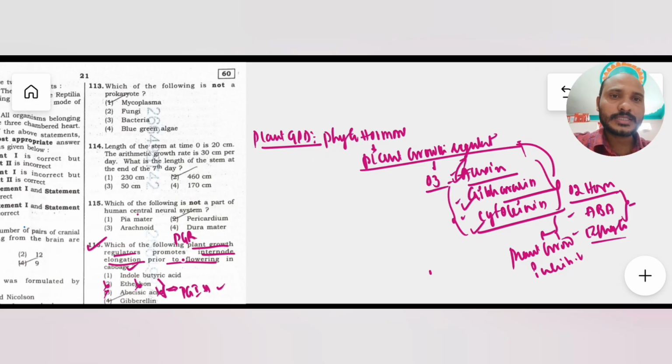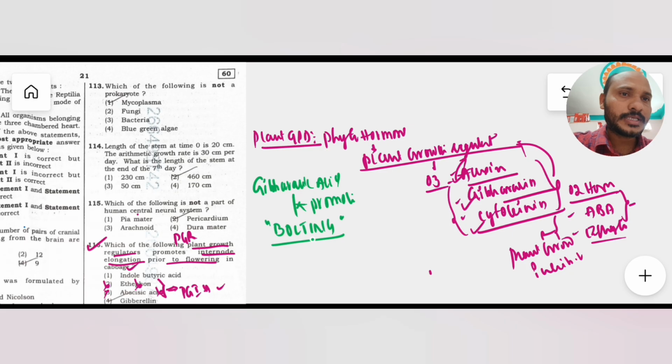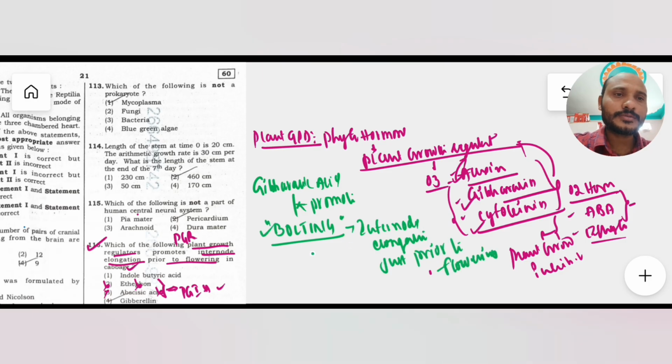Let's see what exactly internode elongation is and what we call it. Generally, gibberellic acid promotes a very important process called bolting. Bolting means internode elongation just prior to flowering. This bolting generally occurs in rosette habit plants, and only in rosette plants will this process occur, influenced by the phytohormone gibberellic acid. Rosette habit plants are like the wheat plant and cabbage plants.